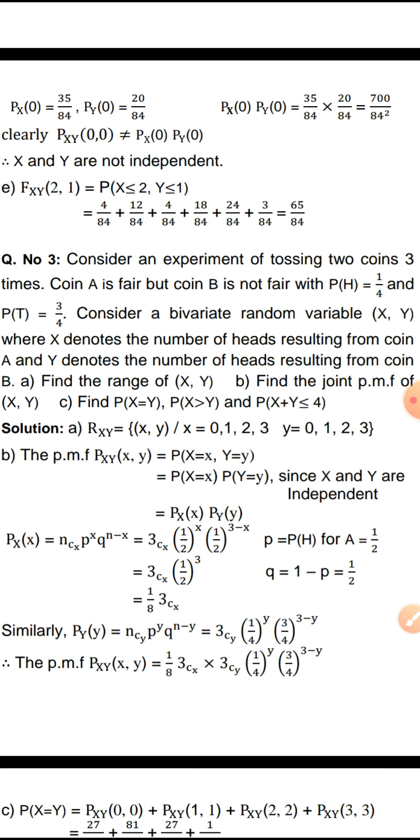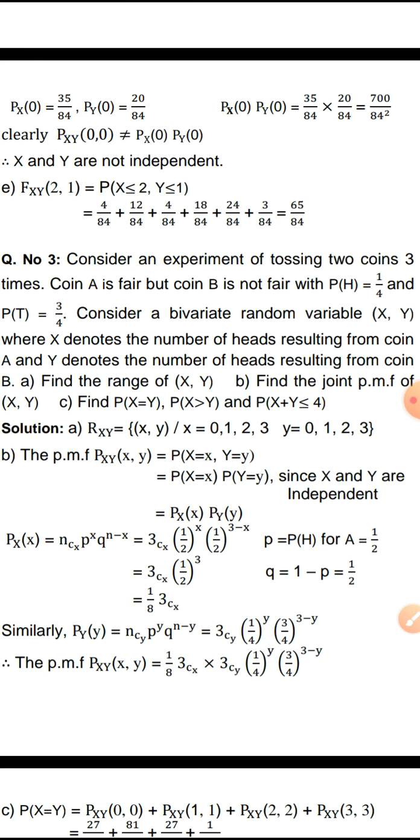In a detailed form, you can write it as with x equal to 0: (0,0), (0,1), (0,2), (0,3). Similarly, with x equal to 1: (1,0), (1,1), (1,2), (1,3). With x equal to 2: (2,0), (2,1), (2,2), (2,3). Similarly, (3,0), (3,1), (3,2), (3,3). So this will be the range space.